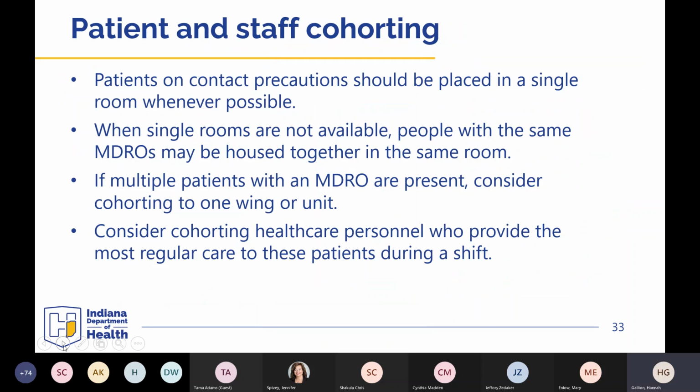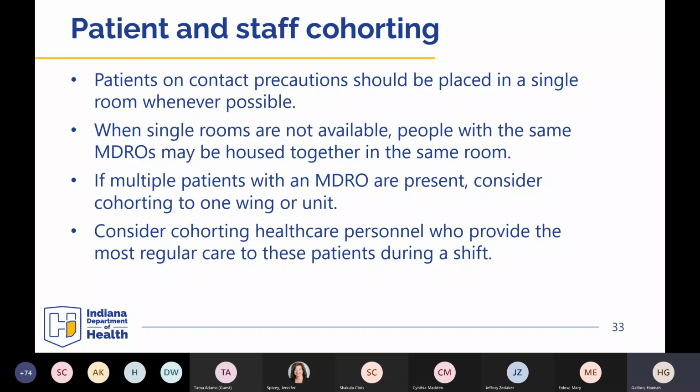I also want to mention patient and staff cohorting. Patients with the same MDRO can be cohorted and placed in the same room. It is important to cohort by organism and not just MDRO status. Additionally, you may need to cohort by more than one MDRO. For example, if you have 2 patients with Candida auris, but one also has a CPCRE, you would not want to place them in the same room unless absolutely necessary.